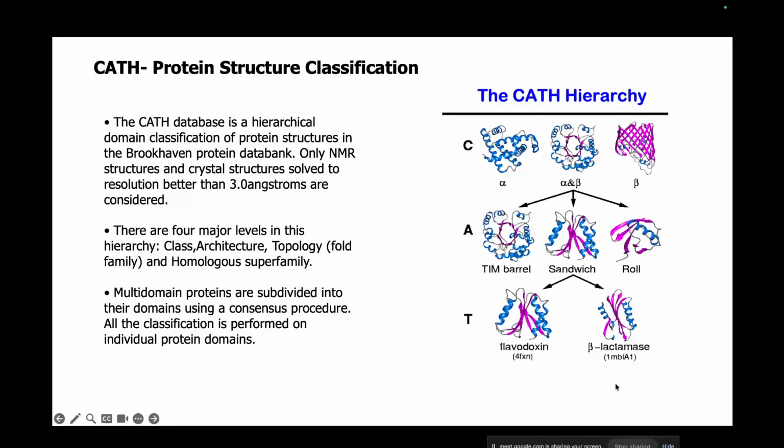So this is the basic example of that. You have these fold families. So you have alpha, alpha plus beta, and beta. In alpha plus beta, you'll have different types like the TIM barrel, sandwich, roll. So how these alpha and beta sheets are arranged with respect to each other. In sandwich, you can have different arrangements. These are two examples of sandwich folds of alpha and beta. So this is another type of classification.